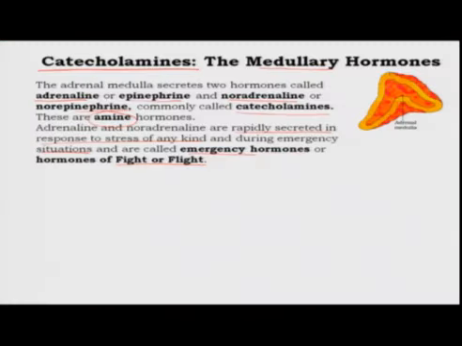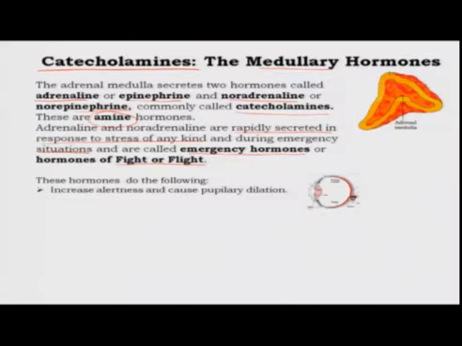This kind of situation is what is known as an emergency situation, and this leads to the production of emergency hormones, or hormones of fight and flight, which are adrenaline and noradrenaline. These will help you either run away from the situation or fight whatever the situation is, so that you win, and the end result is that you do not lose your life. So, these hormones help you to survive. What do they do? These hormones have multiple effects. The first effect is to increase alertness and cause pupillary dilation.